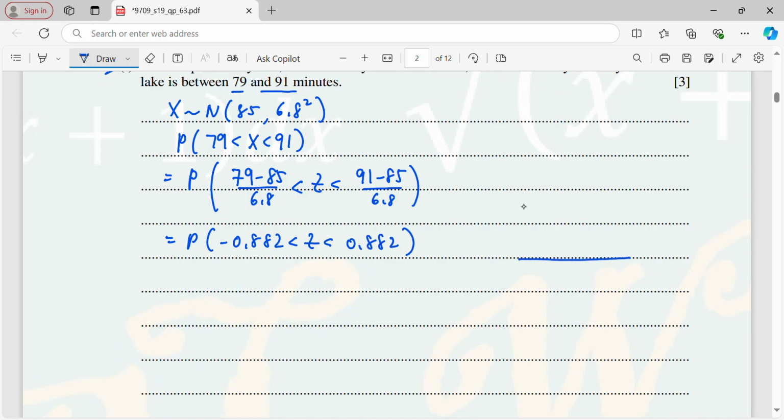Okay, and now sketch a graph. Bell-shaped curve, the middle is 0, both sides are symmetrical. 0.882 and negative 0.882, so the region is bounded by these two lines. The region on the left side, between 0 and negative 0.882, can be reflected to the right side. So the total region is actually double of the orange region.